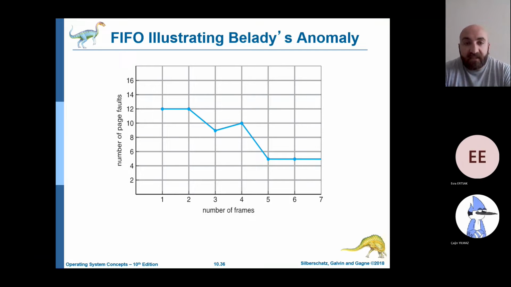So we would expect that giving more memory to a process would improve its performance. In some early research, investigators noticed that this assumption was not always true. Belady's anomaly was discovered as a result of that. So this is Belady's anomaly on the first in first out algorithm.